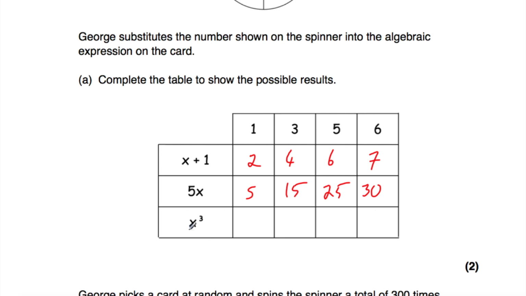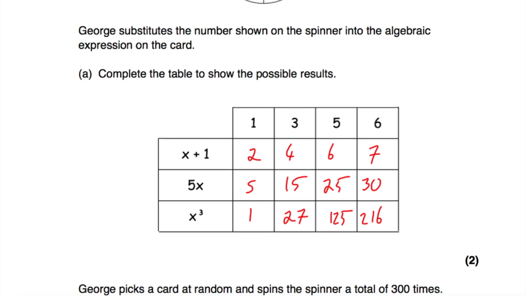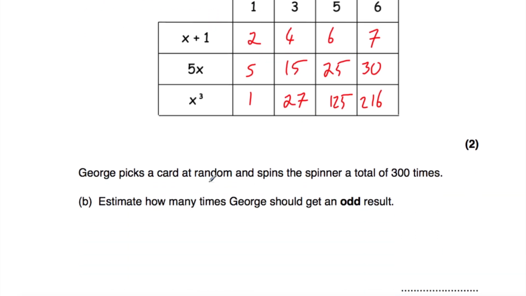So if he picks this card at random and he gets a 1, we're going to do 1 cubed, which is equal to 1, because 1 times 1 times 1 is 1. And this is a calculator question, so feel free to type in 1 cubed on the calculator, and 3 cubed, and 5 cubed, and 6 cubed. And they would be equal to 27, 125, and 216. So we've got our values in our table, and then the question says George picks a card at random.